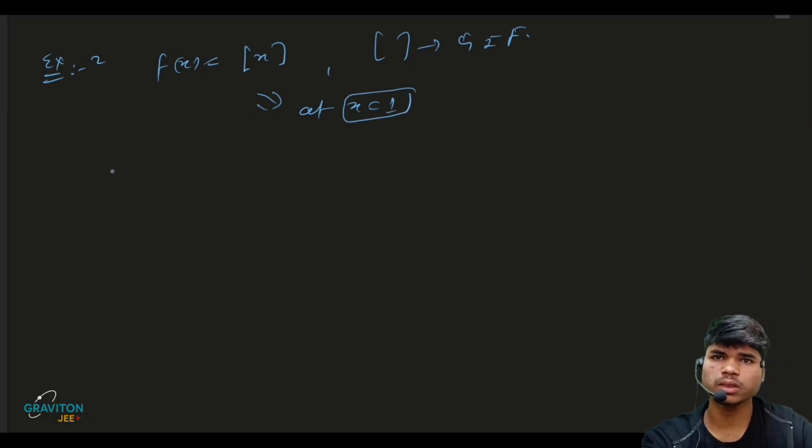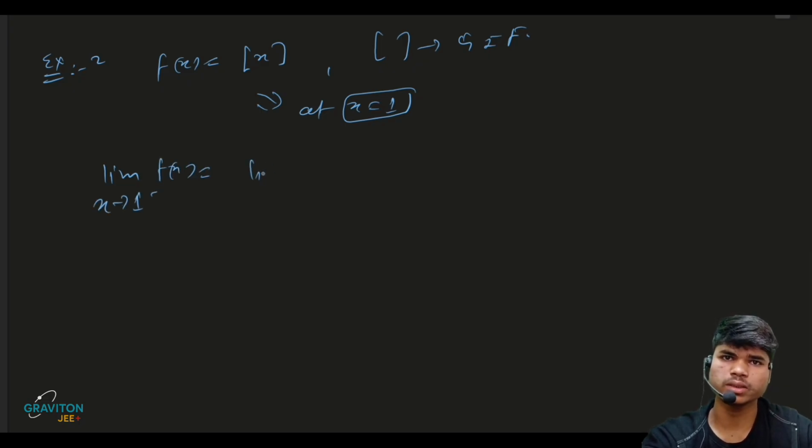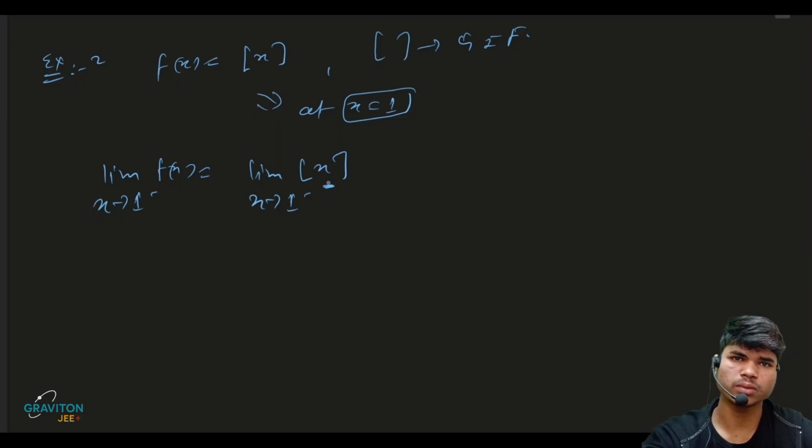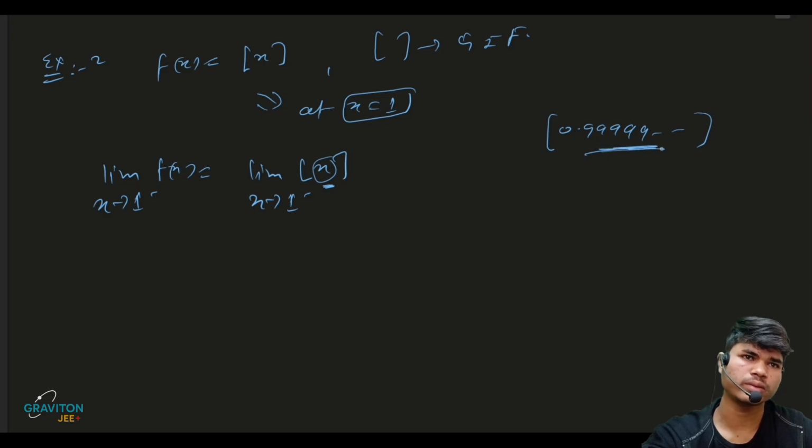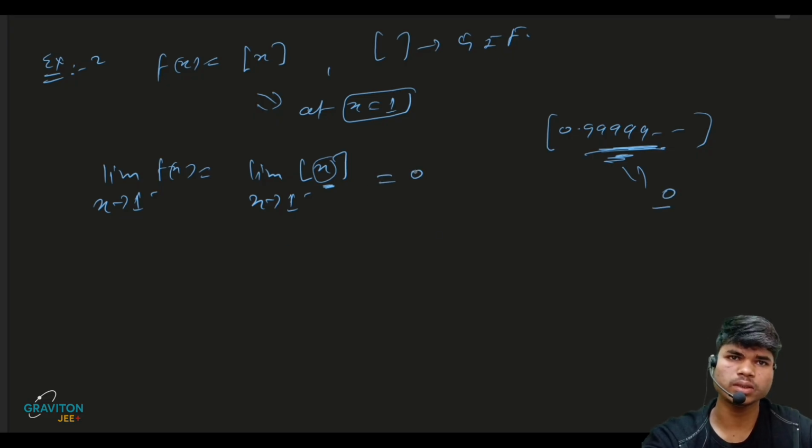So if we talk about the left hand limit, then we have x tends to 1 negative f of x. We can write this as limit x tends to 1 negative of box x. Here we are subtracting a very small number from 1, so this quantity will always be less than 1, like 0.9999 and so on. So by the box property, it will be equal to 0. So here the left hand limit will be 0.